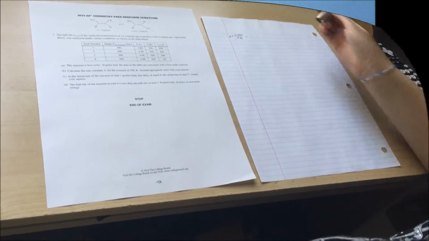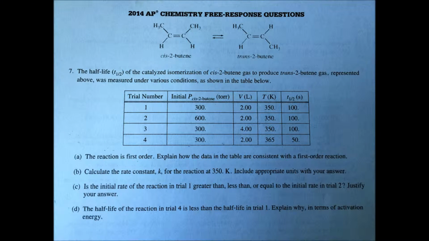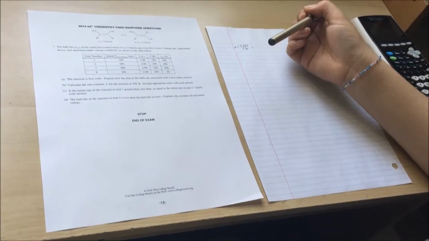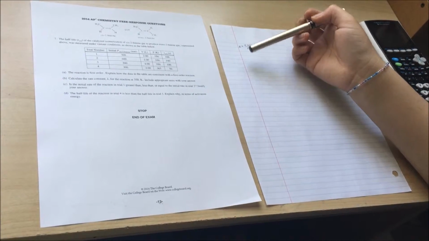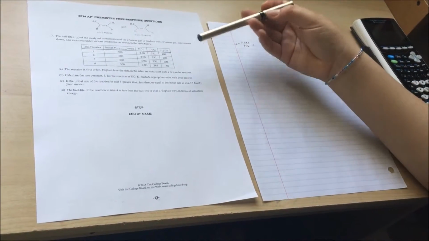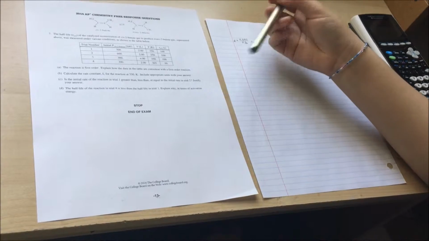So let's go on to number 7. The half-life of the catalyzed isomerization of cis-2-butene gas to produce trans-2-butene gas, represented above, was measured under various conditions, as shown in the table below.